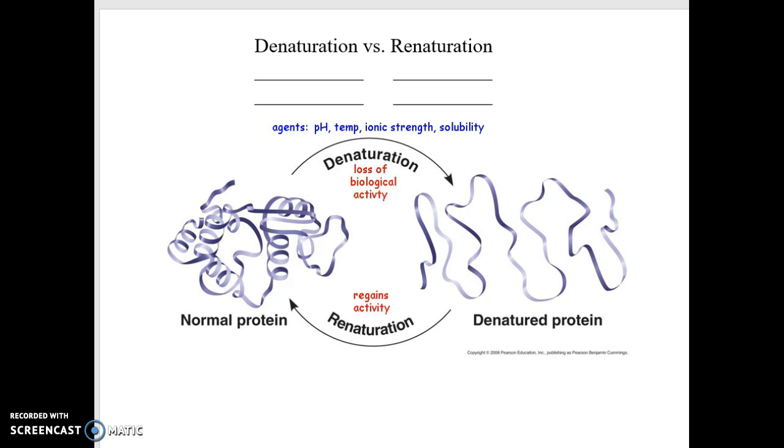Shape equals function. Changing the shape of that protein, the enzyme, whatever protein it is, causes it not to work well. Sometimes we can renature the enzyme. We can get it back to that original shape. It depends on how badly it's been denatured. So living systems require these enzymes. They need them to be able to function optimally. Otherwise, pathways slow down and just get really, really sluggish, which for most living things, it's not a viable way to function.